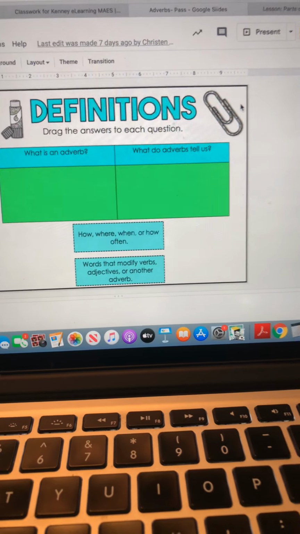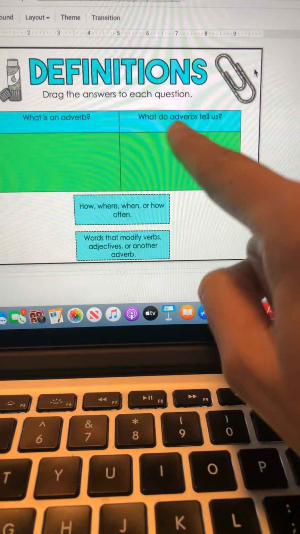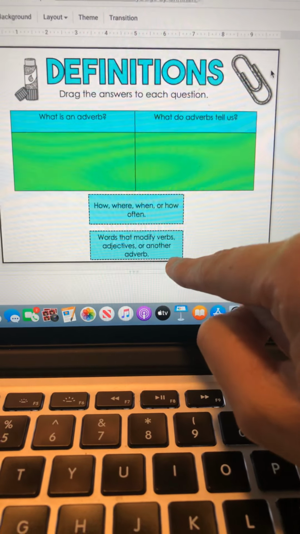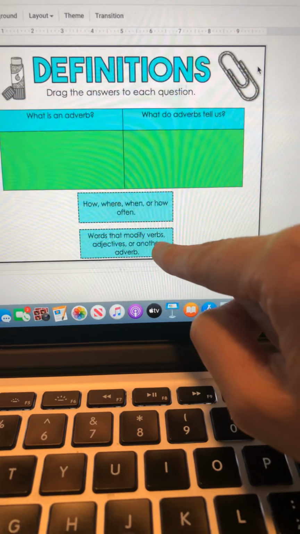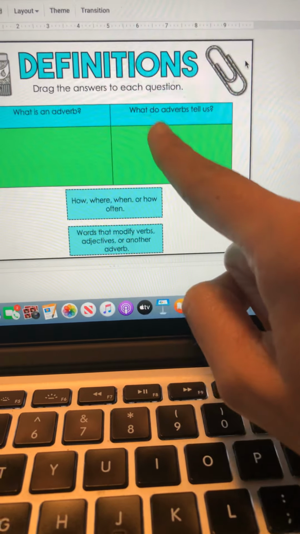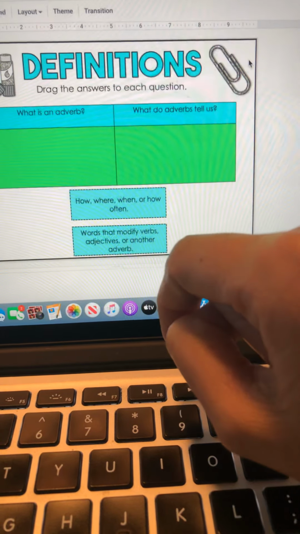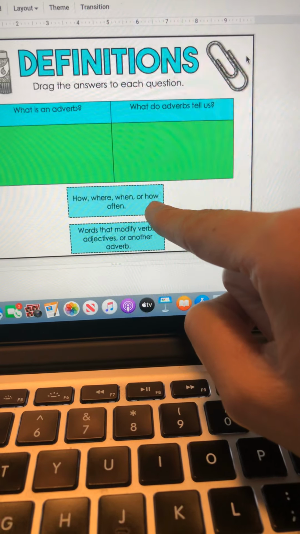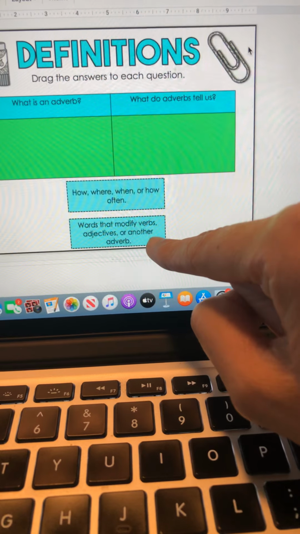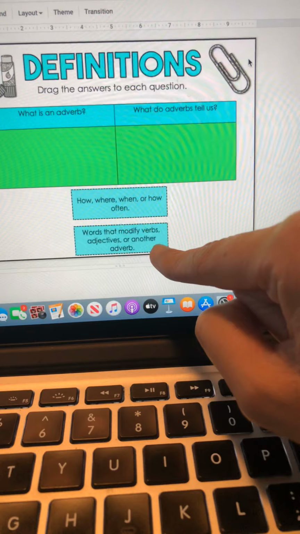All right, so you have two questions. You have what is an adverb? And then what do adverbs tell us? All right, then you have two blue boxes here at the bottom. So these are your two answers. So you have to choose which answer matches the correct question. Okay? So I'm going to read both of these blue boxes. How, where, when, or how often. And the next blue box is words that modify verbs, adjectives, or another adverb.